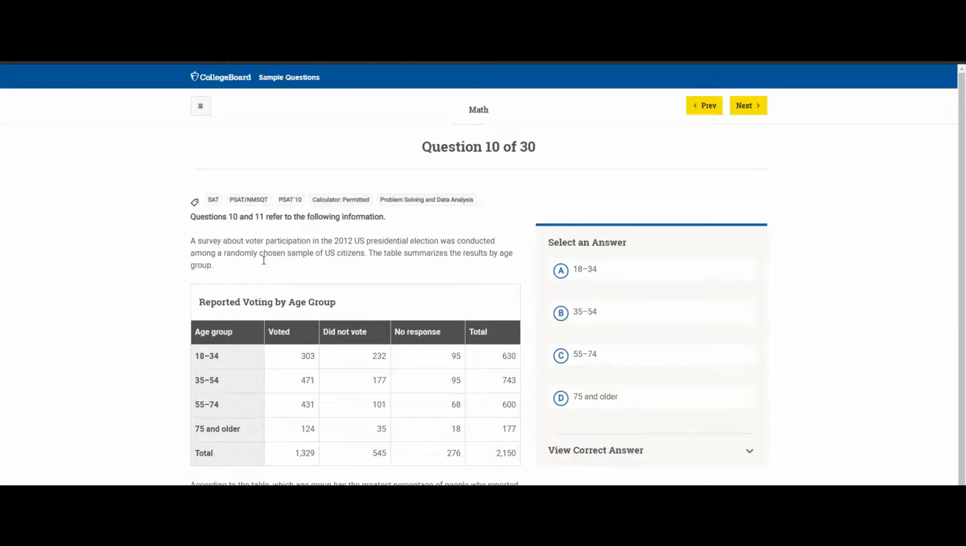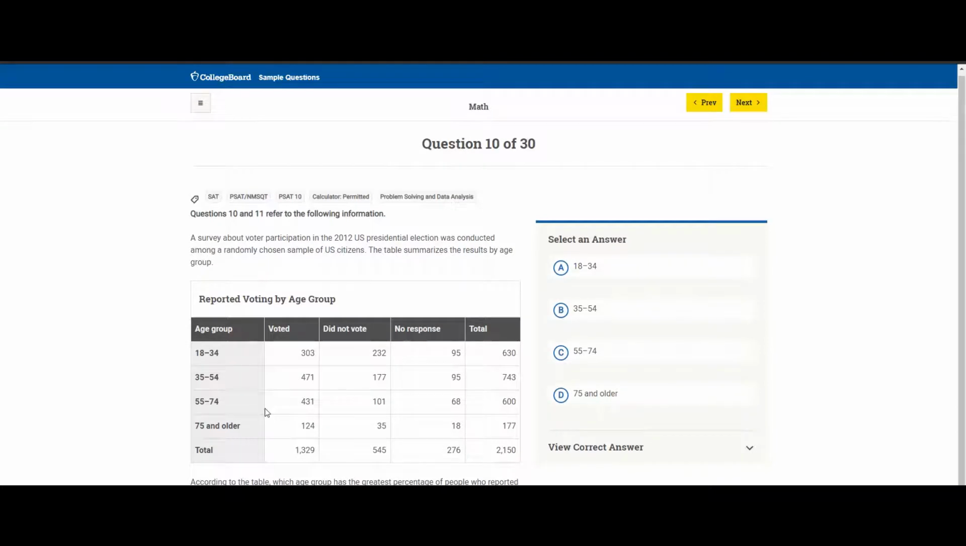Okay, and then a survey about voter participation in the 2012 U.S. presidential election. And we have this. According to the table, what age group has the greatest percentage of people who reported voting in the 2012 presidential election? So we're looking at the greatest percentage. What age group? So we're just looking for which one has who reported voting. It should be this one. 35 has the most people.